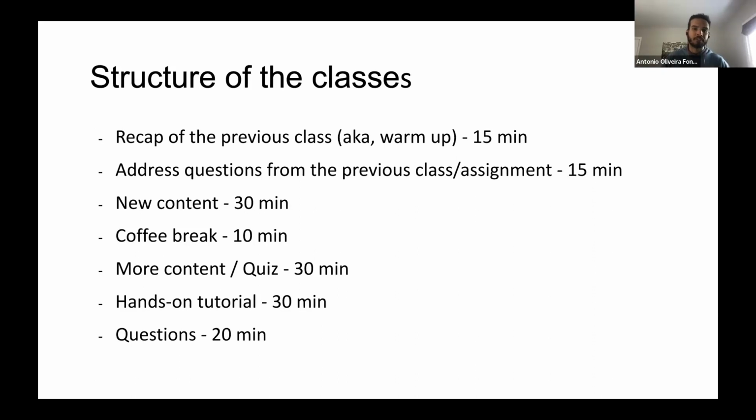Okay. So what's the structure of the classes in general? Since we're all friends here, right? I'm going to always start my class with a quick recap of what we saw in the previous class, both to finish some content that I left behind, because that's going to happen, I'm sure, and also to address some questions that were remaining since the previous lecture. Okay. So we're going to have time for that. Then we're going to introduce some new content, right?